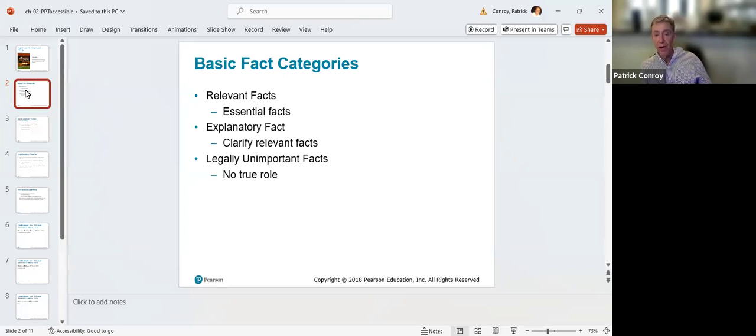An explanatory fact might be just clarifying one of the other facts. A legally unimportant fact has no true role. You can sort of put those to the side, you don't need to worry about them. But first, you get all the facts and figure out which ones are relevant and legally relevant.